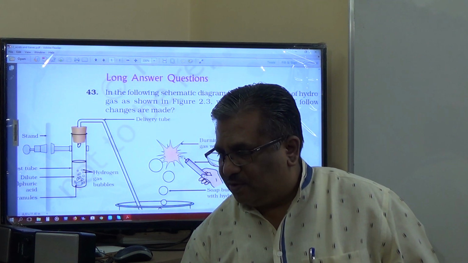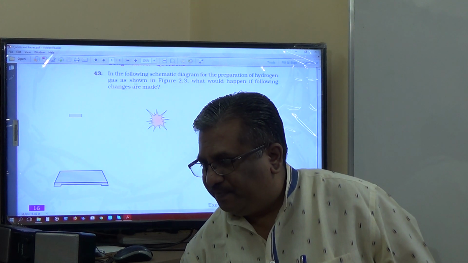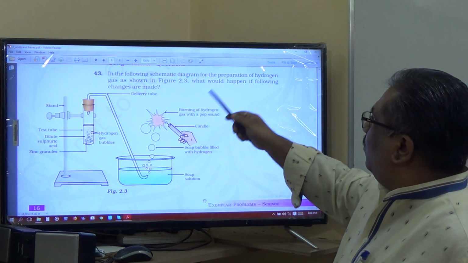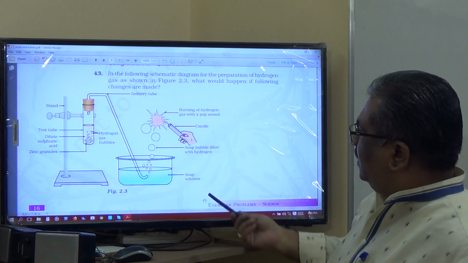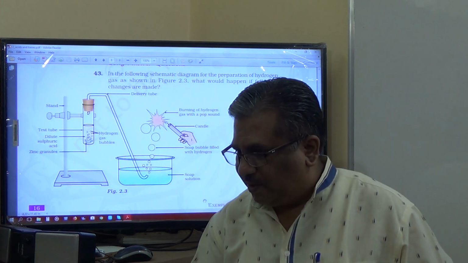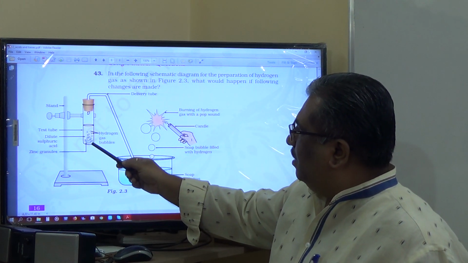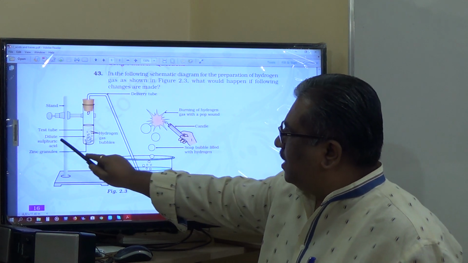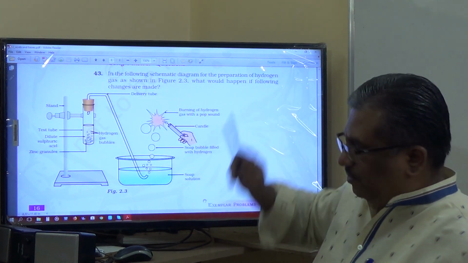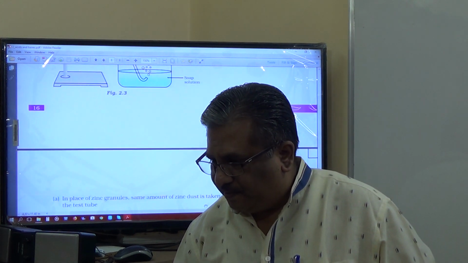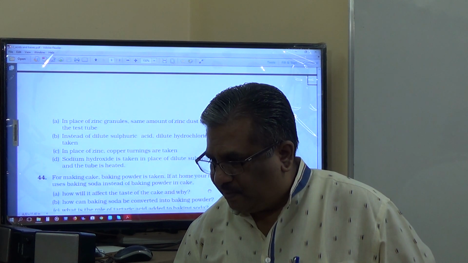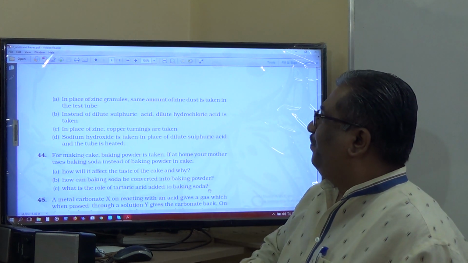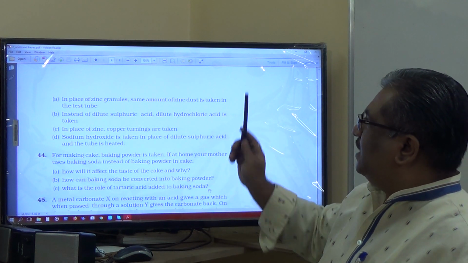Next, long answer questions. Here in the following diagram, preparation of the hydrogen gas is shown in figure 2. What would happen if the following changes are made? You'll have to read the bottom. What is given first? Sulfuric acid, zinc granules. We have taken zinc granules and sulfuric acid. Hydrogen gas is evolved. What are the changes? In place of zinc granules, same amount of zinc dust is taken in the test tube. Zinc granules and zinc dust.